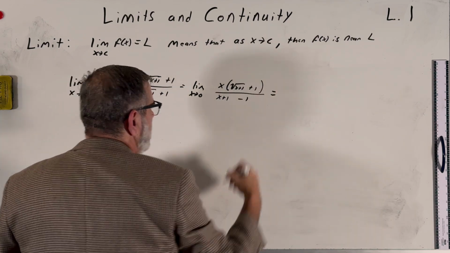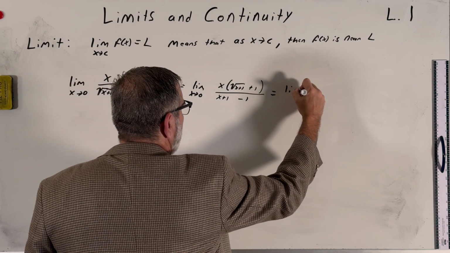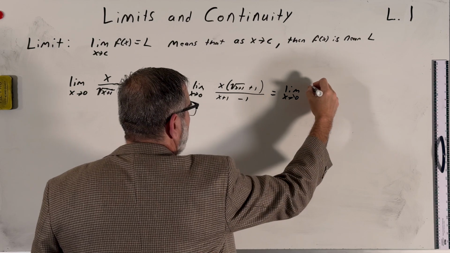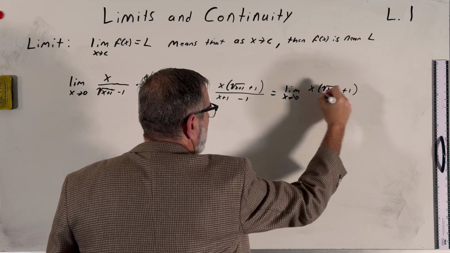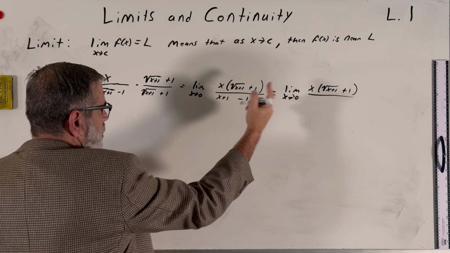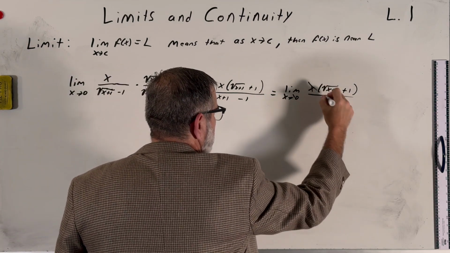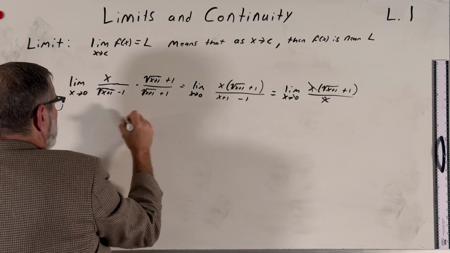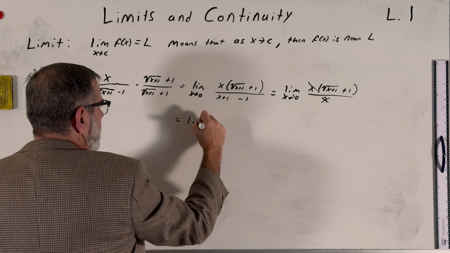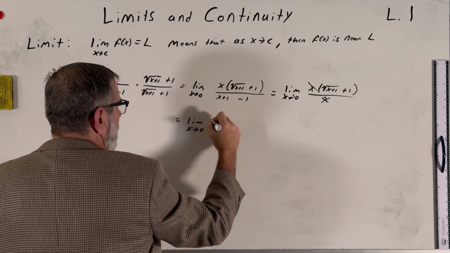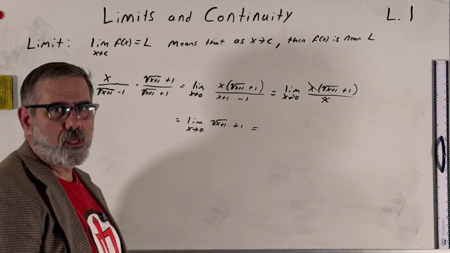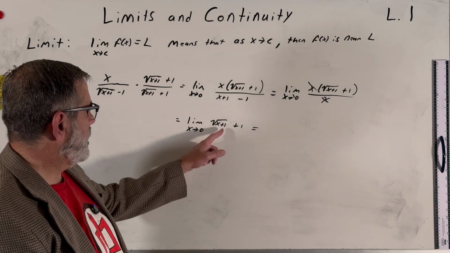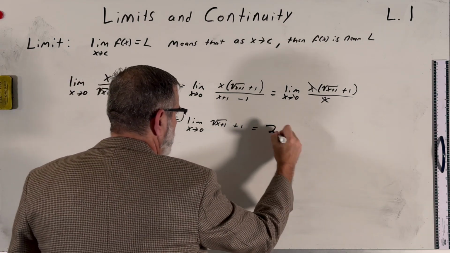And so what do we get? We get that this is equal to the limit as x approaches 0 of x times the square root of x plus 1 divided by, well, we've got x plus 1 minus 1. That's just x, right? The x's will cancel. So I'm left with the limit as x approaches 0 of the square root of x plus 1. And that I can substitute in, yes? Plug in 0 here, I get 1 plus 1, I get the answer of 2.